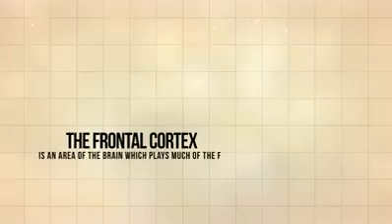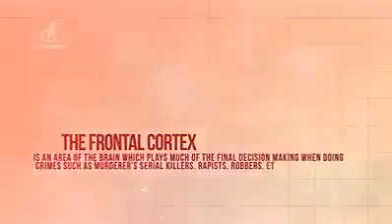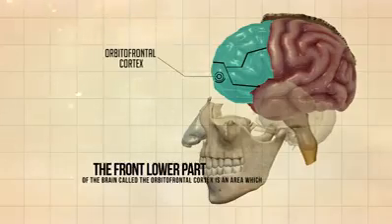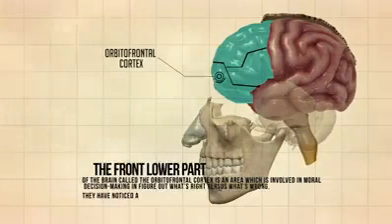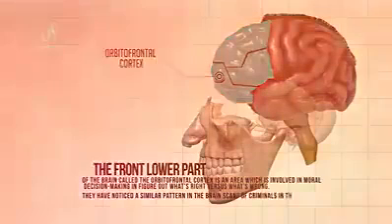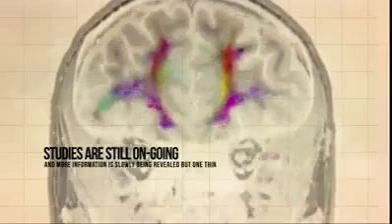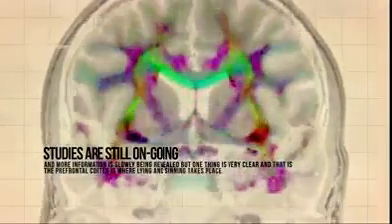The frontal cortex is an area of the brain which plays much of the final decision making when doing crimes, such as murders, serial killers, rapists, robbers, etc. The front lower part of the brain, called the orbitofrontal cortex, is an area which is involved in moral decision making, figuring out what's right versus what's wrong. They have noticed a similar pattern in the brain scans of criminals in this region. Studies are still ongoing and more information is slowly being revealed, but one thing is very clear, and that is the prefrontal cortex is where lying and sinning takes place.